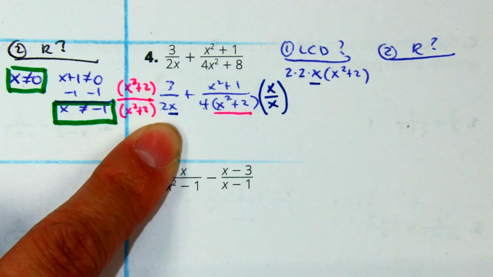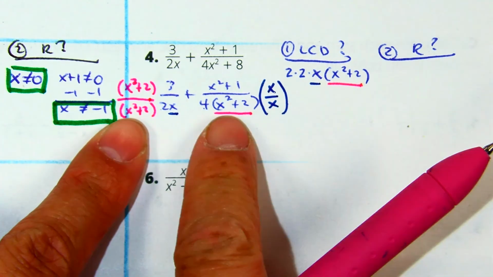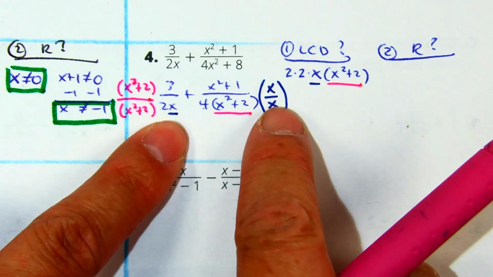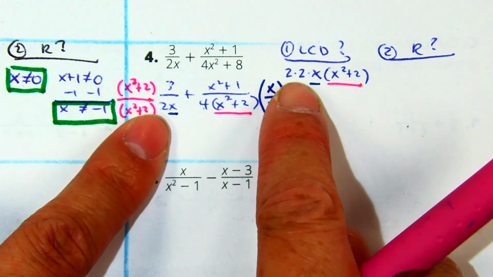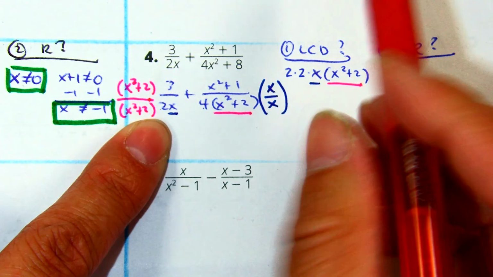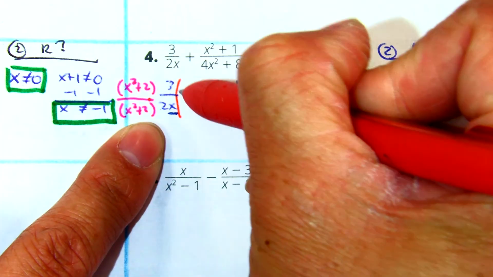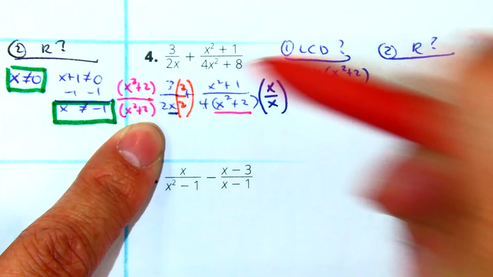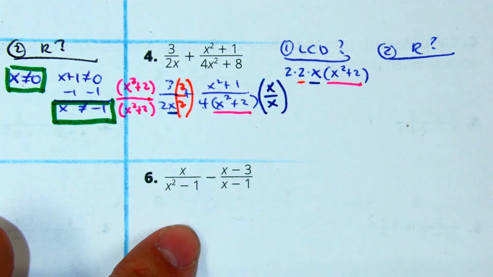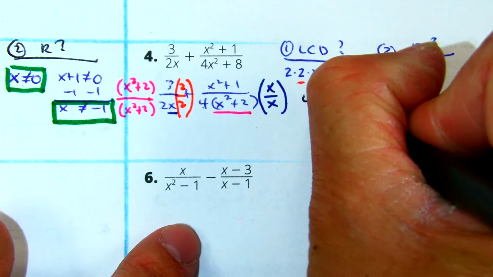So, let's review what we have so far. Each side has the pink. Each side has an x. And now I have to make each side have a 4. So that means I'm going to multiply this side, see if I can find a different color, I'm going to have to multiply this other side by 2 over 2. So my lowest common denominator, if you actually multiply all that out, your answer would be 4x times x squared plus 2.